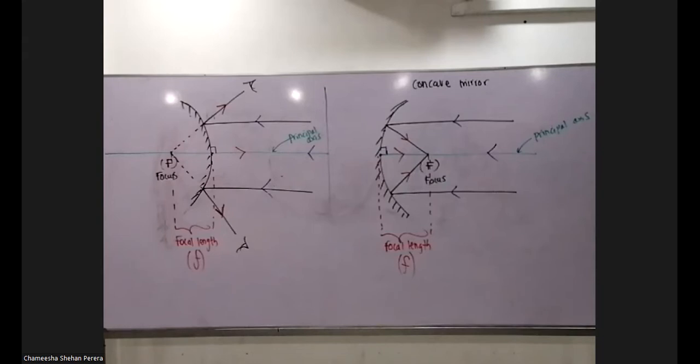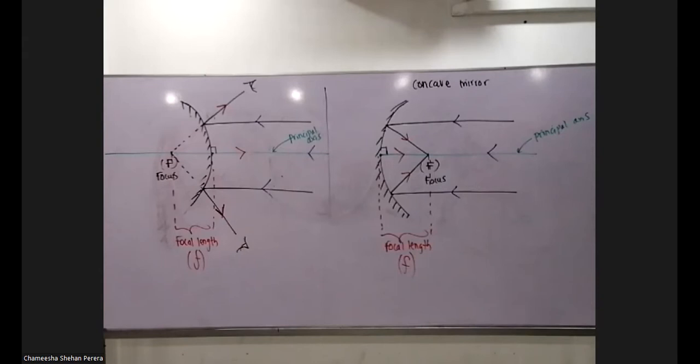Okay, right. So the next point for concave mirror. Since the concave mirror has this converging effect, concave mirrors are called converging mirrors. Okay, next. Now go for the convex mirror.